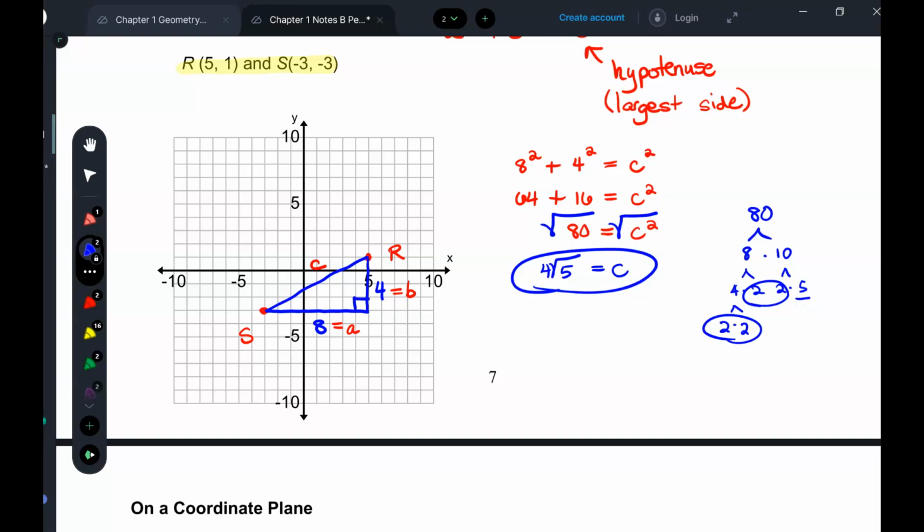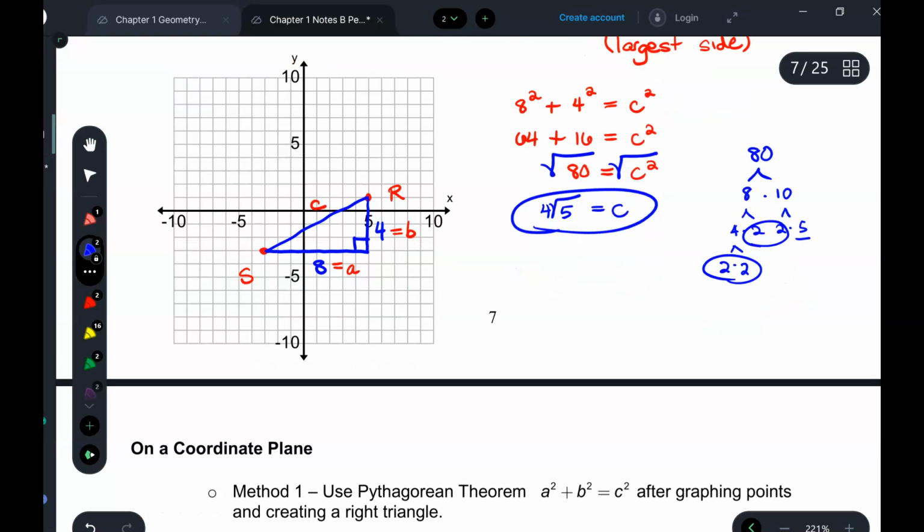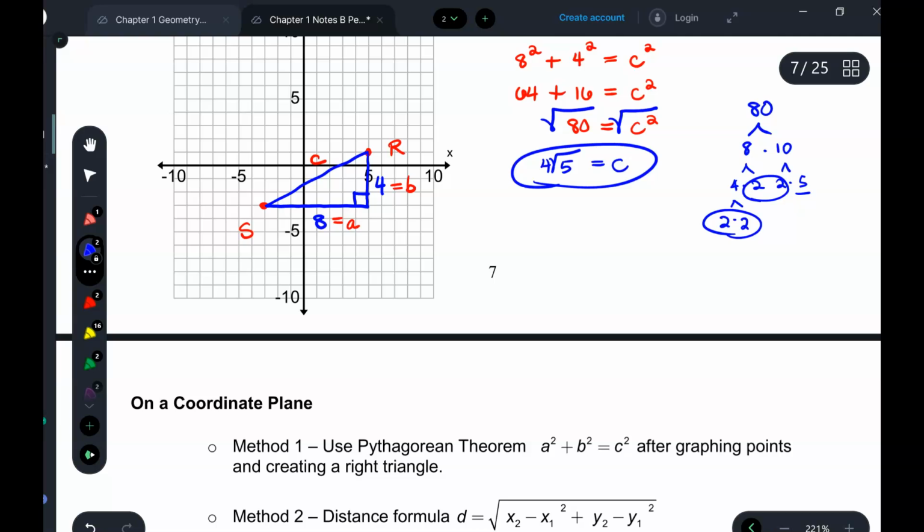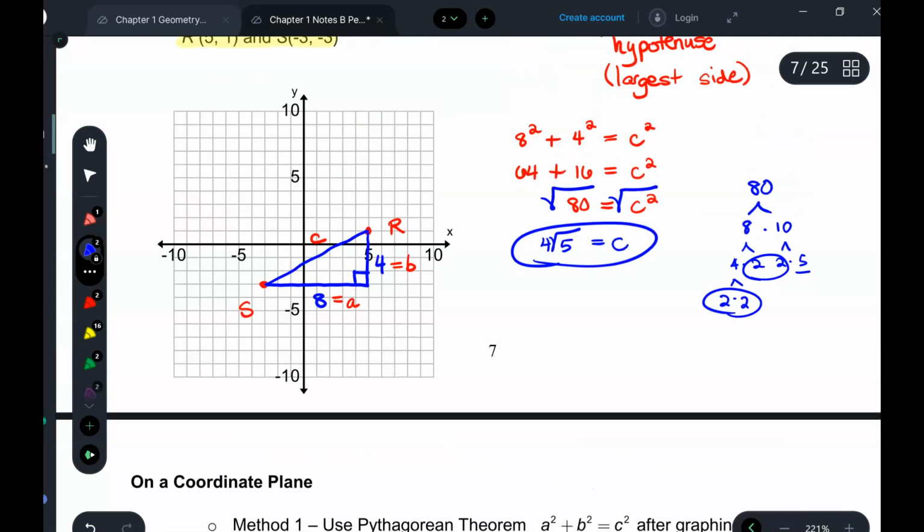4 times the square root of 5. The other way we can do it is we can think, what's the largest perfect square that goes into 80? It's 16. So the square root of 16 is 4, which goes on the outside, and 5 goes on the inside. 4 on the outside, 5 on the inside, because 2 times 2 is 4.